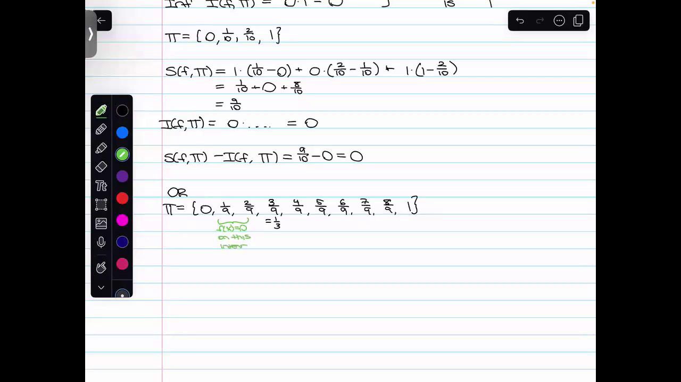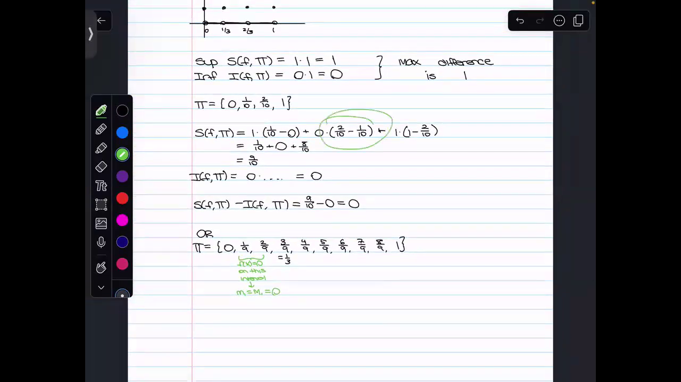There are no 1s. So that means that both the infimum and the supremum here are going to be 0. So it's the same kind of situation that I had here. So there are many ways of doing it.